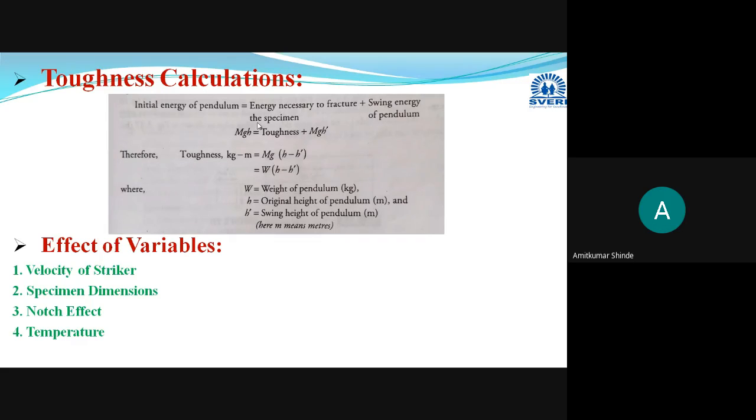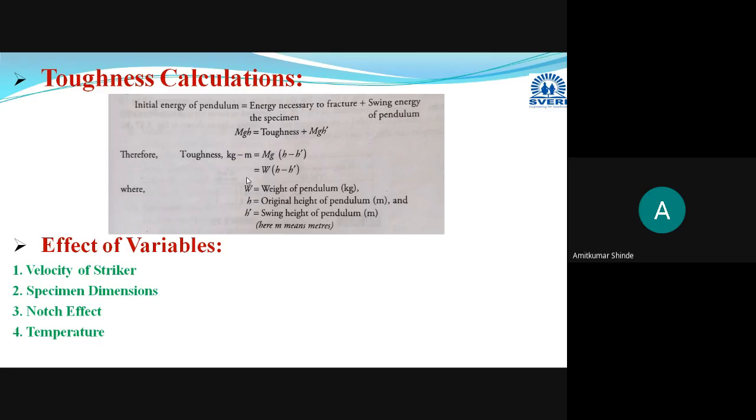Suppose you are using the standard specimens, and that specimen is showing you the ductile fracture. Then when the size of that specimen decreases, its impact resistance also decreases. There will be some impact of the dimensions also. If a particular material fails by ductile fracture, and you reduce the size of that specimen, its impact resistance decreases. And if a particular material fails in a brittle manner, or by brittle fracture, if you reduce its size, then its impact resistance increases.